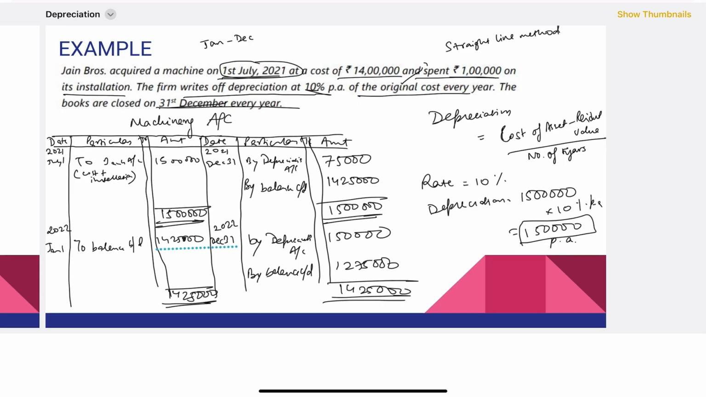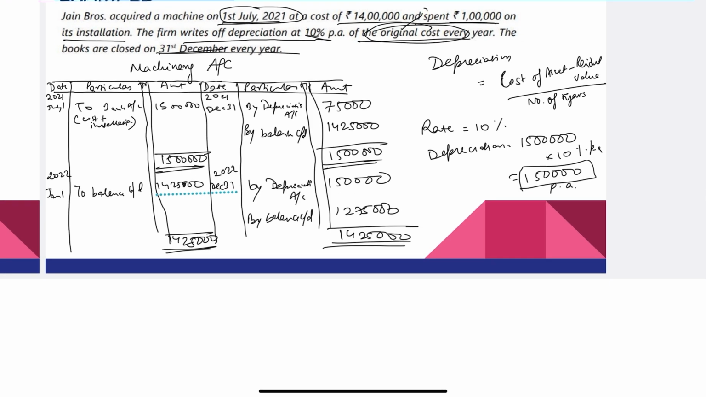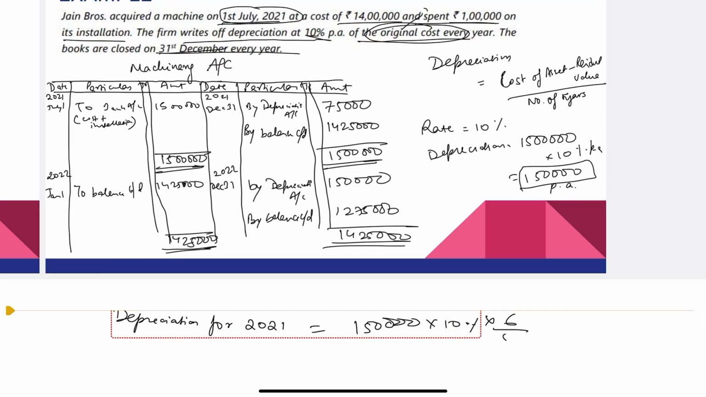Similarly, in the same sum, if it had not been written as original cost, and instead it had been written that the firm writes off depreciation at the rate of 10%, and we need to calculate the depreciation with the help of the written down value method or diminishing balance method. In that case, the depreciation for the first year, depreciation for 2021, would have been 15,00,000 into 10% for 6 months only. So for the first year it would have been 75,000.